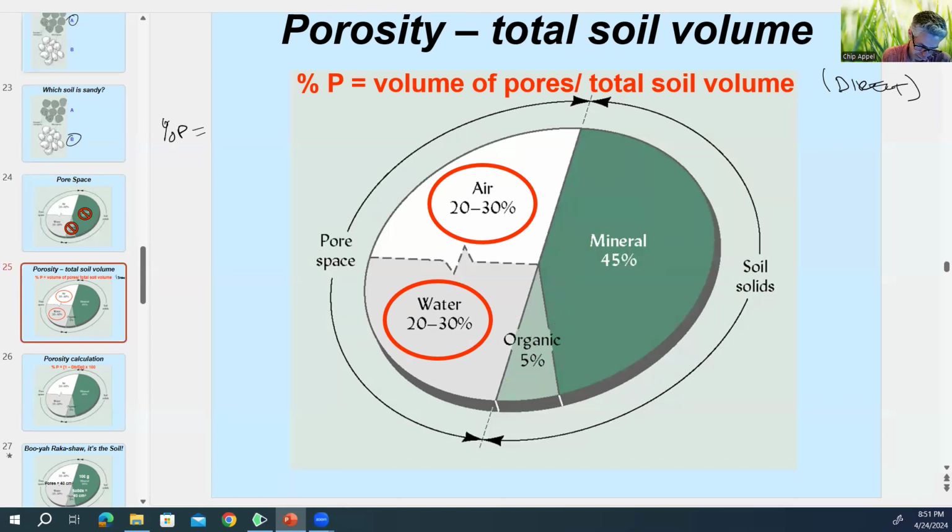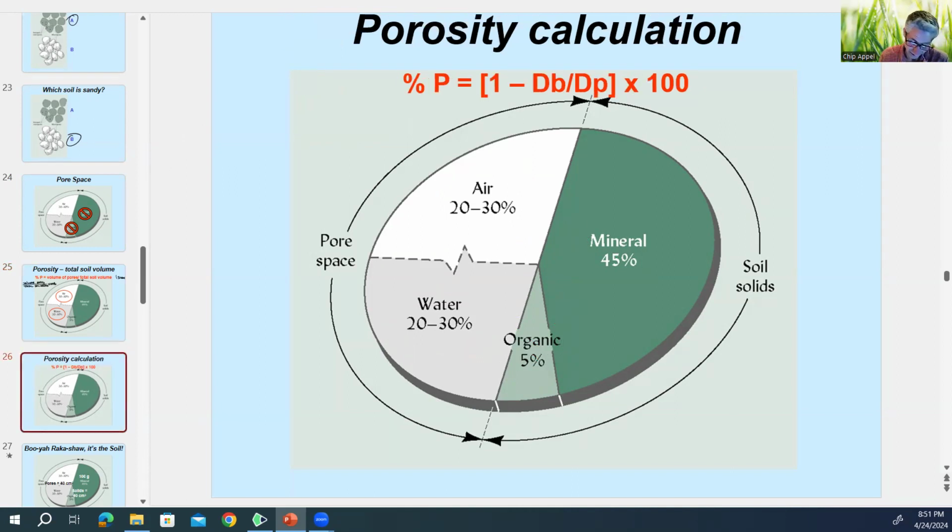Percent P equals the volume of pores, and usually the units that we look at are cubic centimeters, divided by the total soil volume. The units that we look at there are cubic centimeters also. We multiply that by 100%. And this is a determination of porosity. And as I said, this is the direct method for determination of porosity. The other method that we can use to determine porosity, which turns out to give us the same value, is called the indirect method. So this formula right here is indirect.